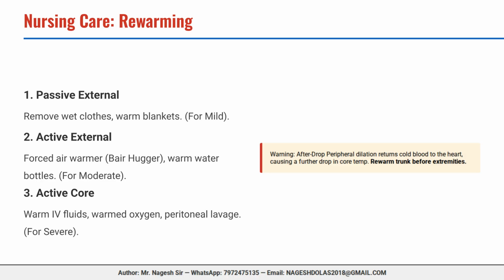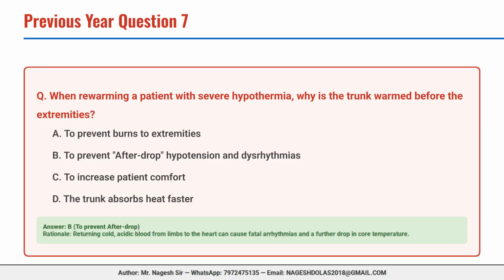Rewarming techniques include passive external for mild cases, active external using devices like a bear hugger for moderate cases, and active core methods like warm IV fluids for severe cases. When rewarming a patient with severe hypothermia, the trunk is warmed before the extremities to prevent afterdrop hypotension and dysrhythmias.